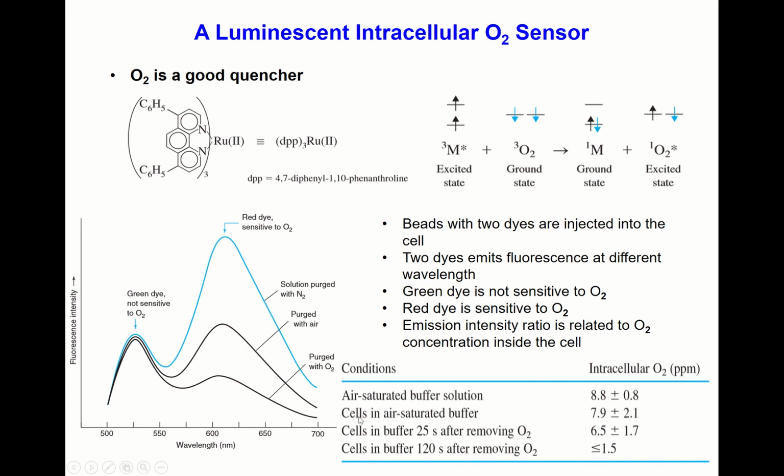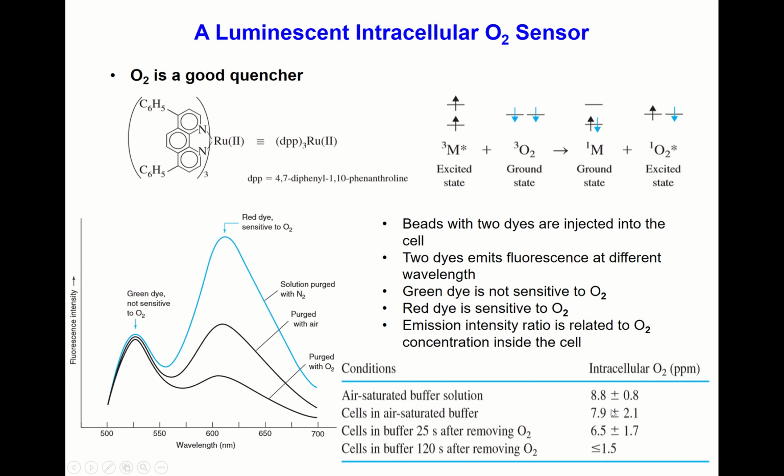And the next row means the cells. You put the cells in air saturated buffer, and then some oxygen in the air saturated solution enters the cells, right? And then inside the cell, oxygen concentration increases, but not as big as this one. Its concentration increases to 7.9 ppm.